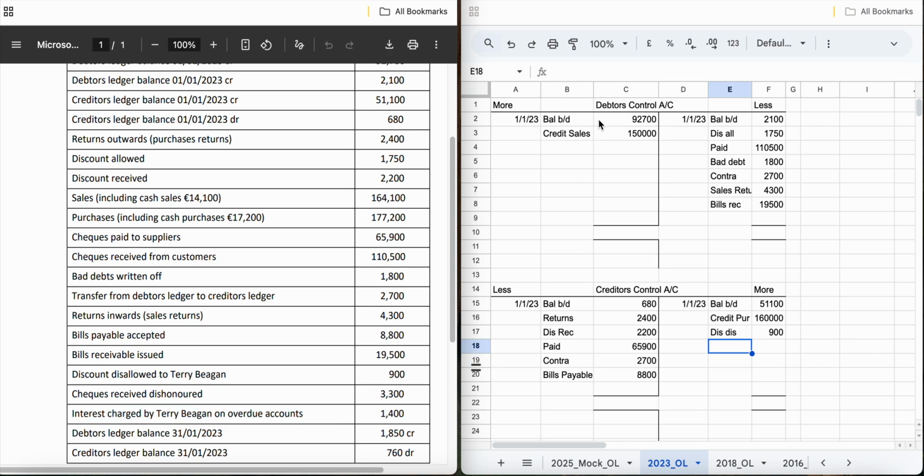Okay, interest charged by you on overdue accounts. So you charge someone interest. Who do you charge interest? Someone who owes you money, and now you're saying they owe you more. Interest charged, 1,400. Sorry, I skipped one, but I'll come back to it. Cheque received dishonored. So you received money off someone, but it bounced basically. So they didn't pay you at all, so they still owe you that 3,300. Cheque dishonored.